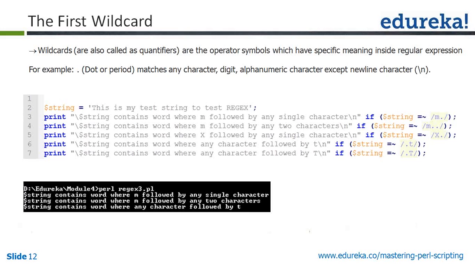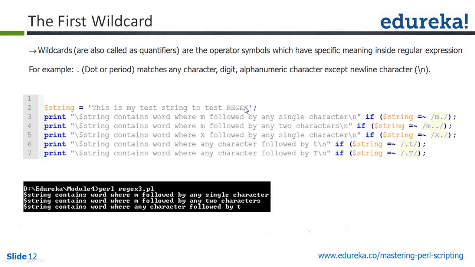At line number 3, we are matching whether the string contains m dot. So m dot says m followed by any single character. That's true, because my string contains my. In the second example, we say m dot dot, so m followed by any 2 characters. That is true, because dot also matches space, so we have m followed by y followed by a space. It is going to match as well. Now the next case: we say the string contains x followed by any single character, so we say x followed by dot. Now if you notice here, we have x over here in the regex.